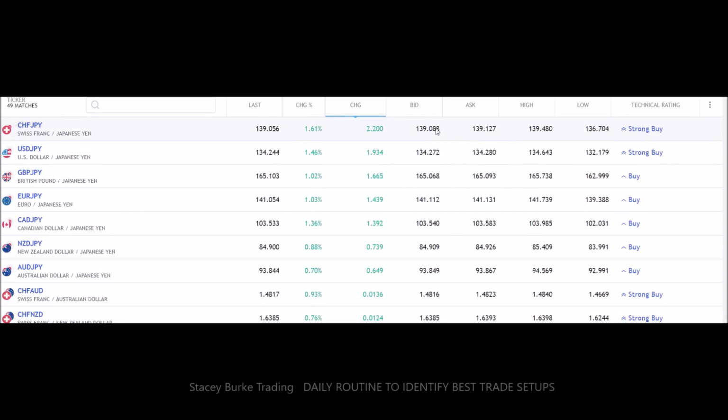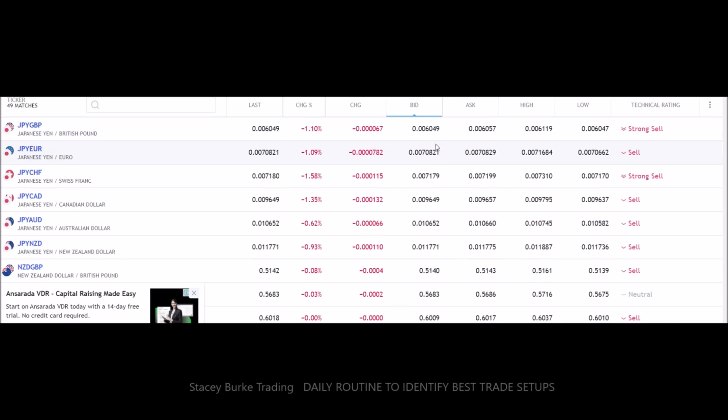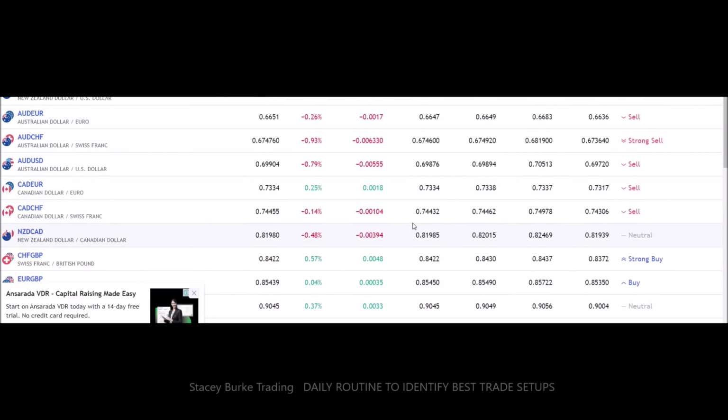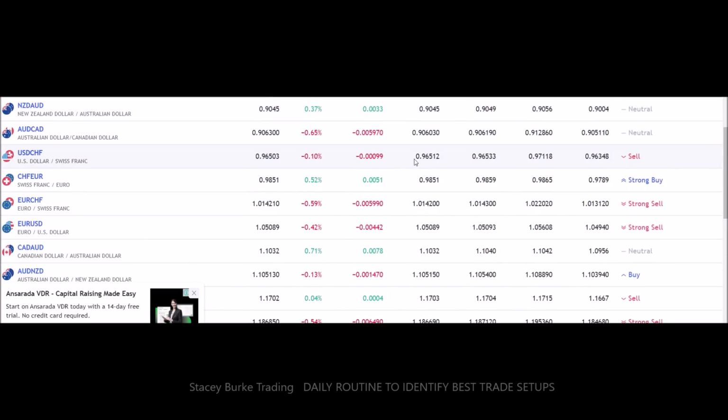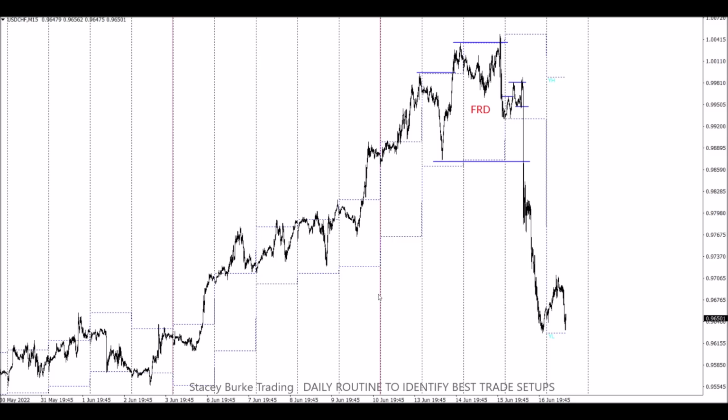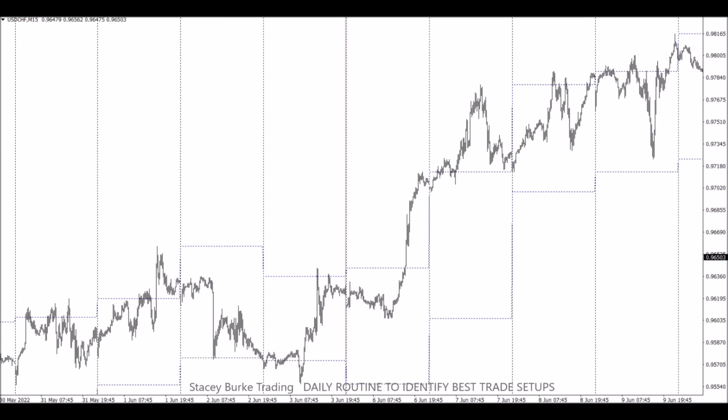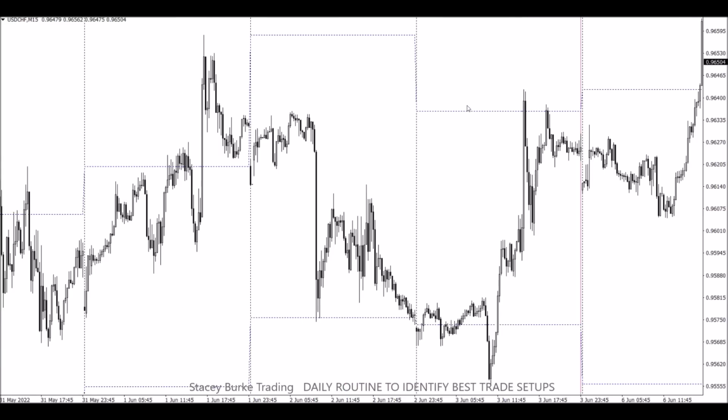And I'll also look at the price in terms of the high, low, and where we're at, because I want to see where we're at in that 100 pip box, if anything's trading up near 75. So if we just take a look at some of these, let's see, one of the major pairs. We can have a look. US Swiss. So it's trading up at 96.50.